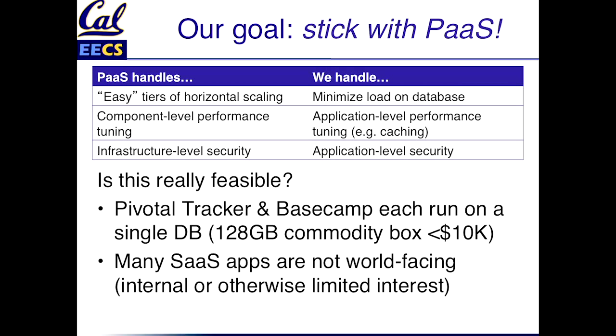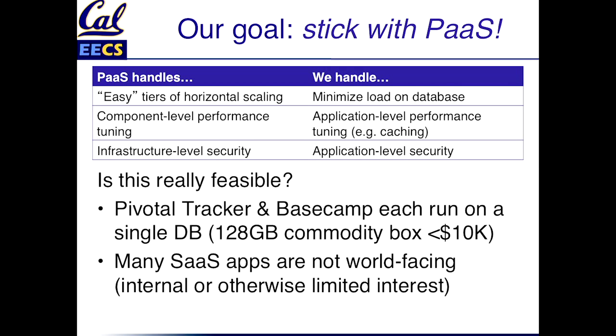And lest you think, well, is my app really going to be too big? Or what size app could you really get away with this approach? All of Pivotal Tracker runs on a single database. So for all practical purposes, you could think of Pivotal Tracker as a managed PaaS kind of application. And you can run it on a box that costs less than $10,000.